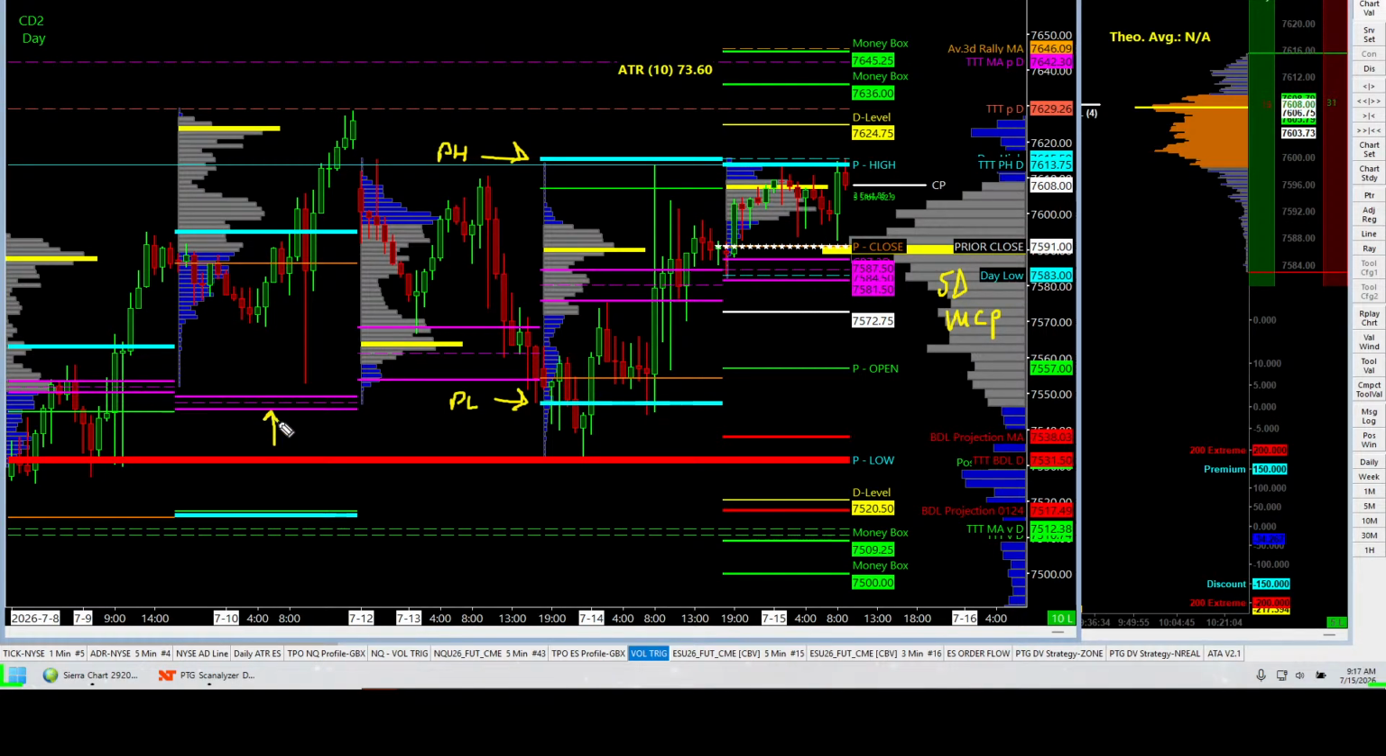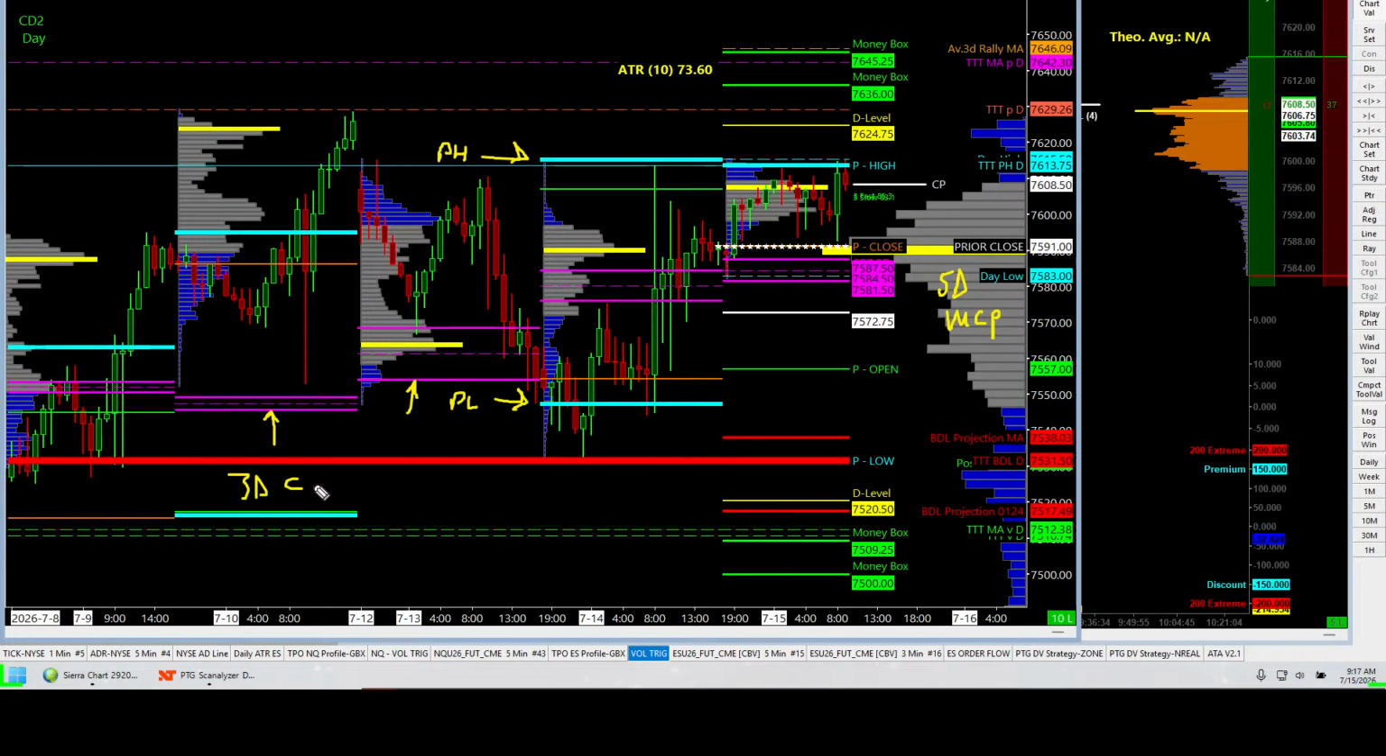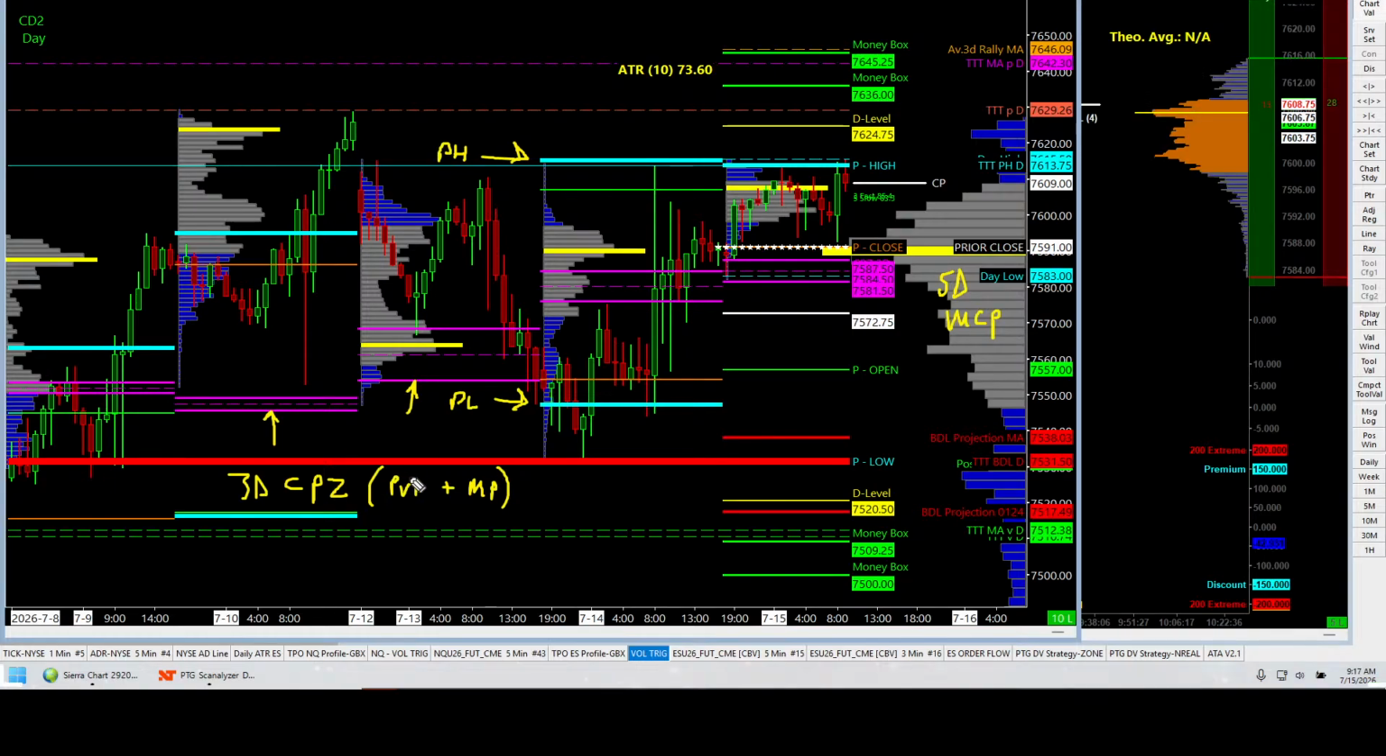These magenta zones are referred to as our 3-day central pivot zone. It's an average of 3 days, and it comprises the pivot point plus the midpoint of the session. Pivot plus midpoint, over a 3-day period. So that coincides with our 3-day cycle rotation.